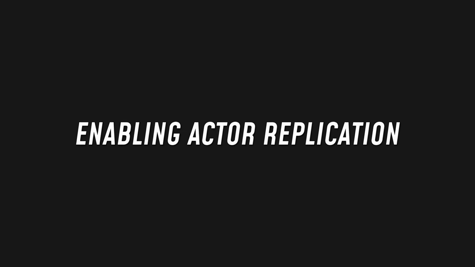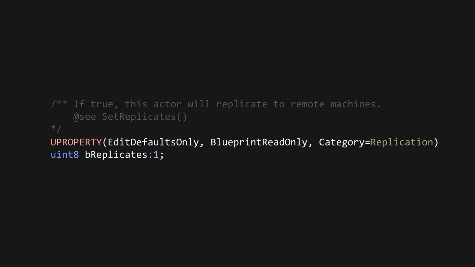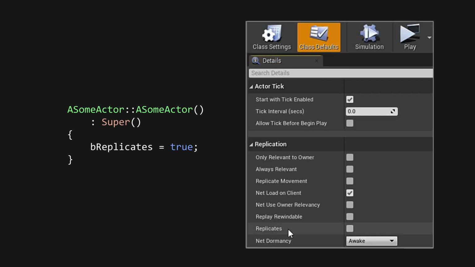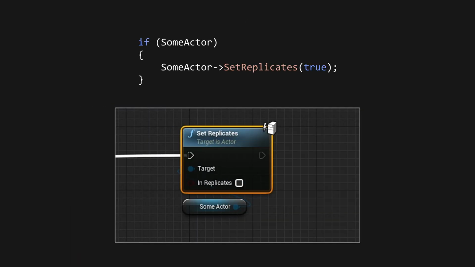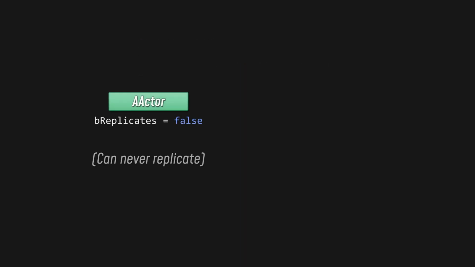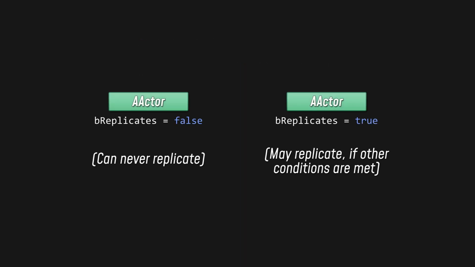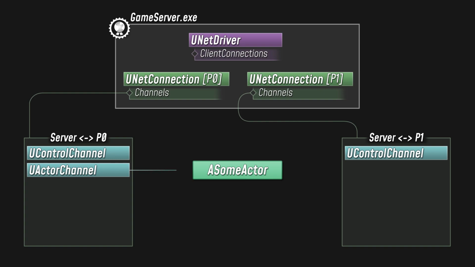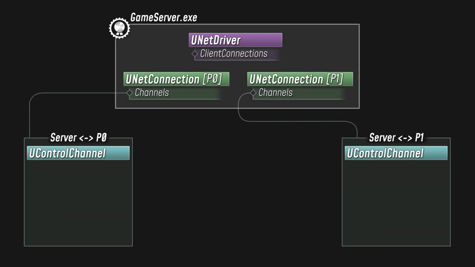So let's look more closely at how you configure an actor to be replicated. In order for an actor to ever be considered for replication, it needs to have its replicates flag set to true. Typically, you'd just set this value in the constructor, or for a blueprint, you'd check the replicates box in the class defaults. But you can also turn replication on or off at runtime. So long story short, if an actor has its replicates flag enabled, then it's eligible for replication. The server can open an actor channel within any given net connection in order to replicate that actor to the corresponding client. An actor's relevancy determines which connections that will happen for and at what times.